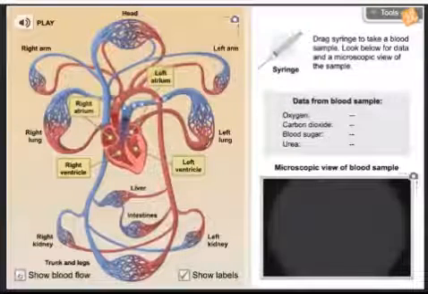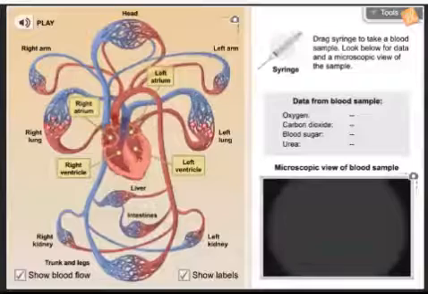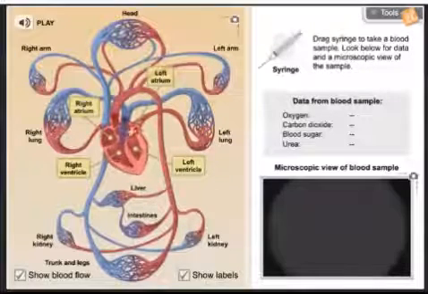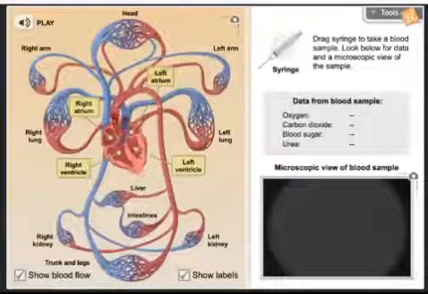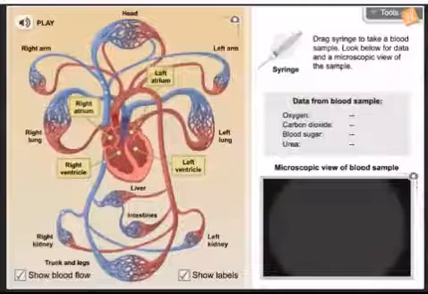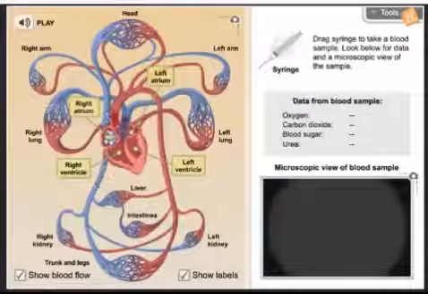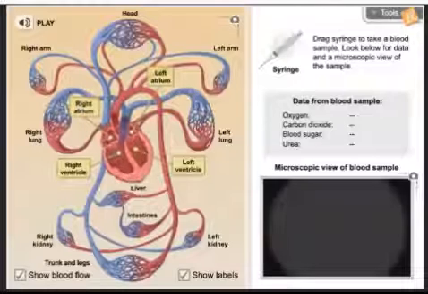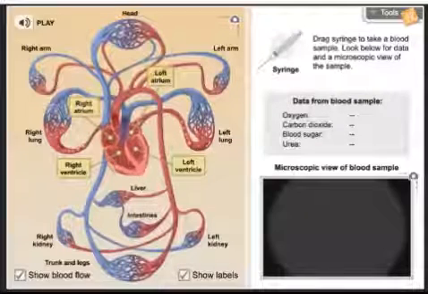Now, if I click down here, show blood flow, you can see those little balls are representing red blood, or blood, which contains plasma, platelets, and white blood cells, as well as red blood cells. You can see that they are in the right atrium, right ventricle. They are pumped to the left lung and right lung, where they are oxygenated.